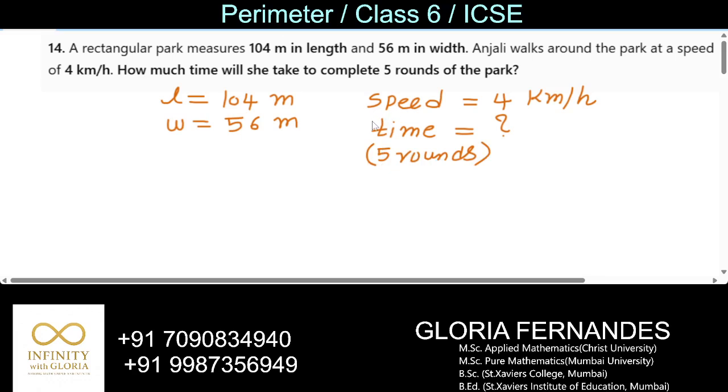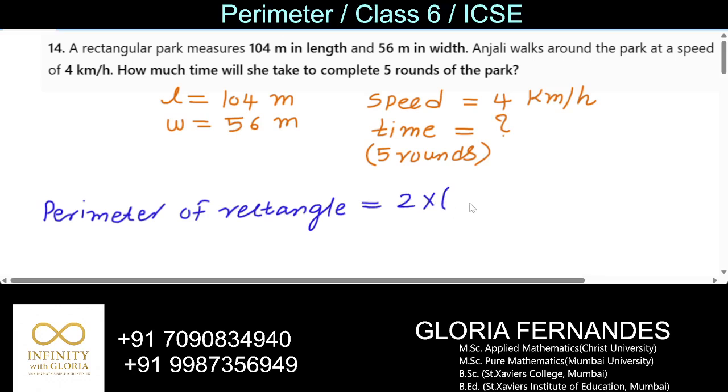Okay, so to find out the time, first we have to find out the distance covered by her. Okay, so now to find out the distance, in a previous problem also we have seen, first we have to find out the perimeter. Okay, perimeter of this park we have to find out. So perimeter of rectangle, because this park is of the shape rectangle, right? So perimeter of rectangle is going to be what? 2 times length plus width.